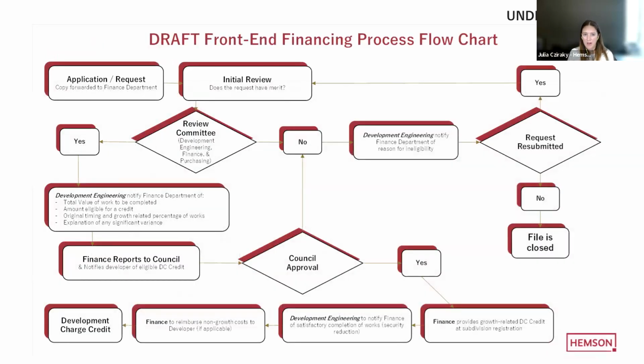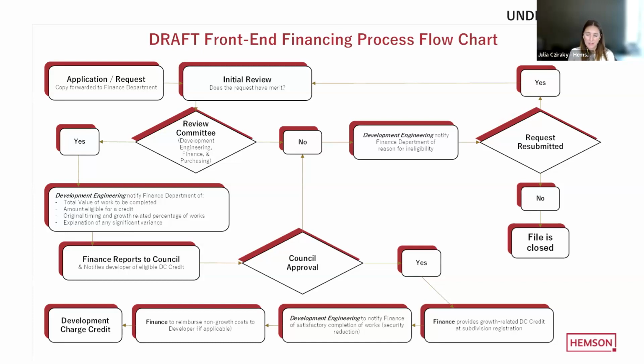And then just moving on, here we've suggested a general process for front-end funding decision-making and approvals. This process is currently under discussion and it might be refined over the coming months. And in particular, we're looking at ways of integrating it with the block planning process. But generally, the process will begin with the initial application or request from the developer, which will undergo an initial review by staff, and we're suggesting the establishment of a review committee or task force that would involve key staff from key departments like development engineering, finance, infrastructure planning and purchasing.